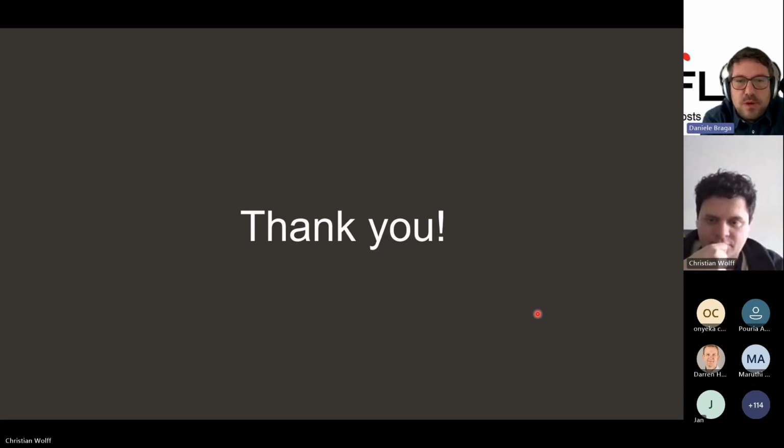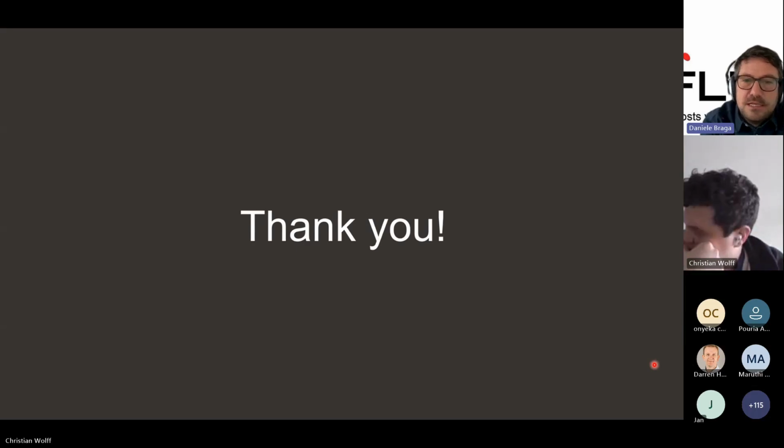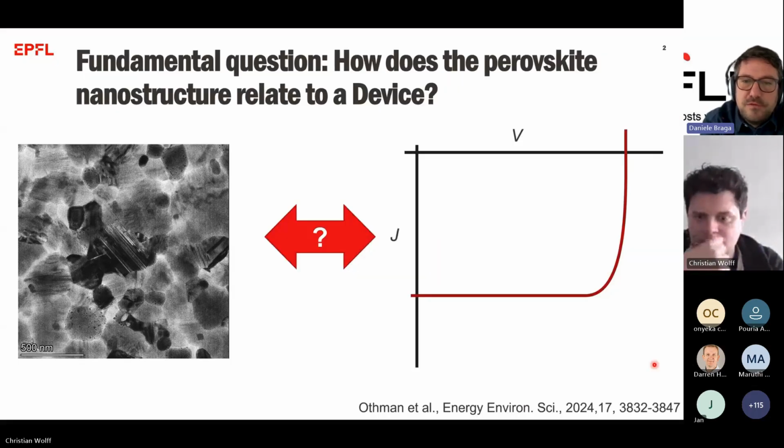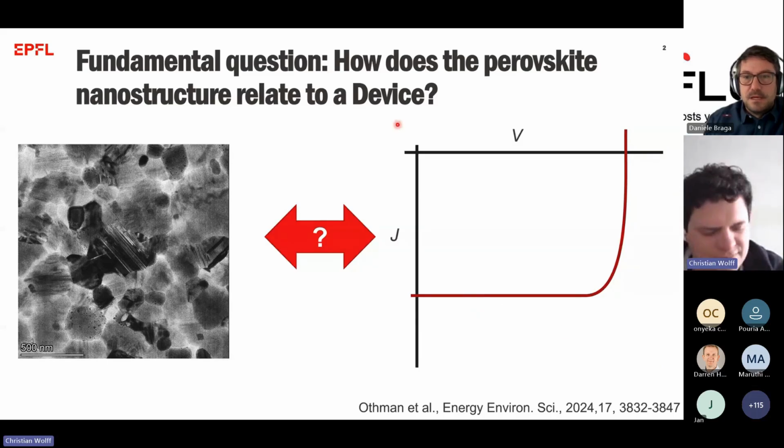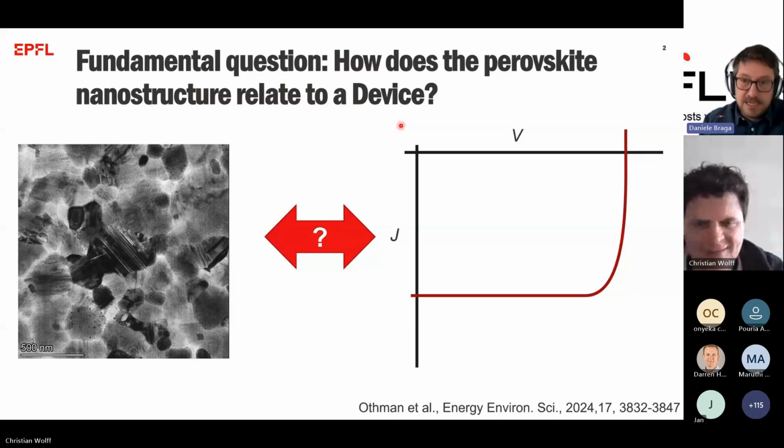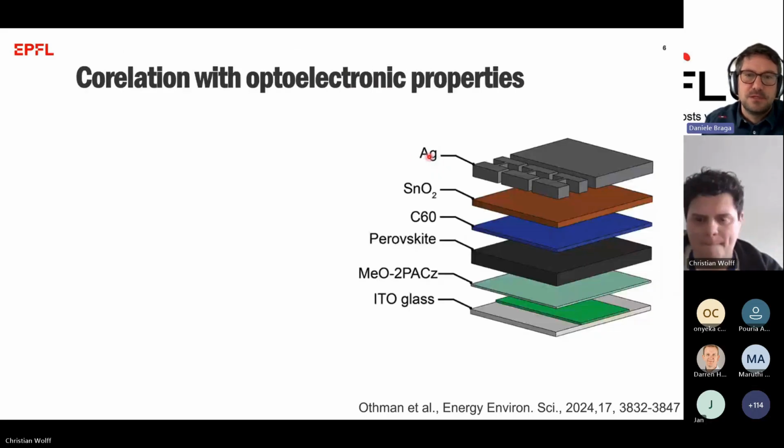Okay, this one is a question for one of your first slides. Why are C60 and SnO2 deposited over perovskite? They are asking if it's possible to deposit only C60. I think it's on slide 5 or 6. You have a structure with this one. They are asking if it's possible to use only C60.